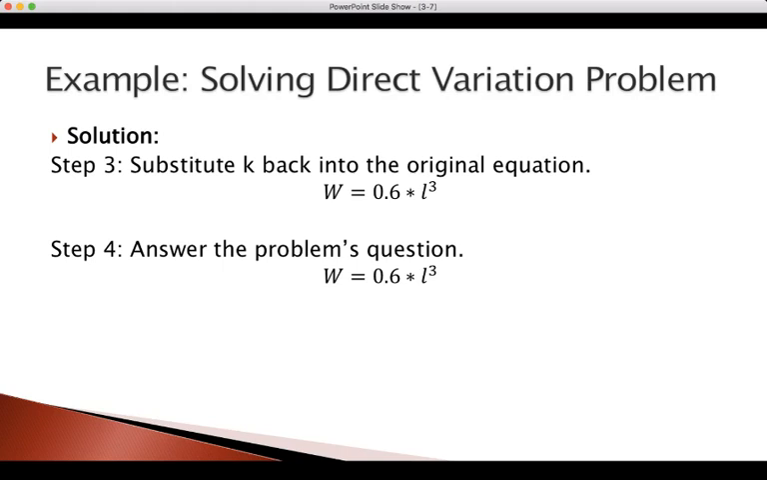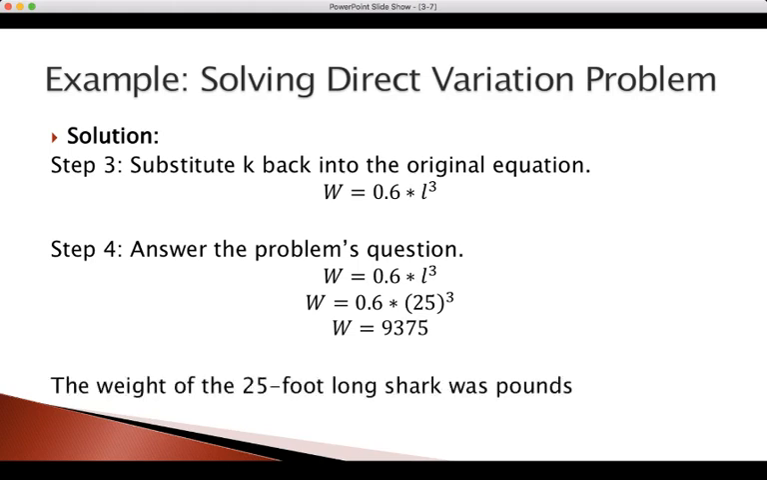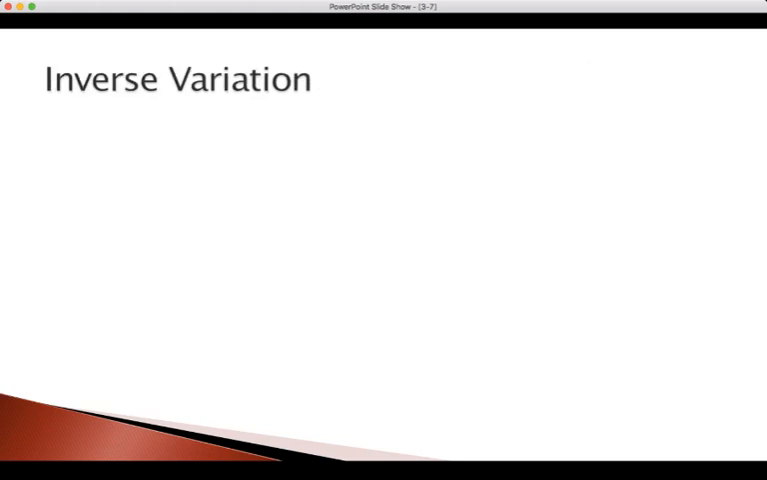So, we sub in 25 for L, and we get the weight is equal to 0.6 times 25 cubed, or the weight is equal to 9,375. So the weight of the 25-foot-long shark was 9,375 pounds. Appears to be a little typo right there. But so we have concluded that the weight of a 25-foot-long shark is over 9,000 pounds. That's over 4 tons. That's a pretty massive shark.